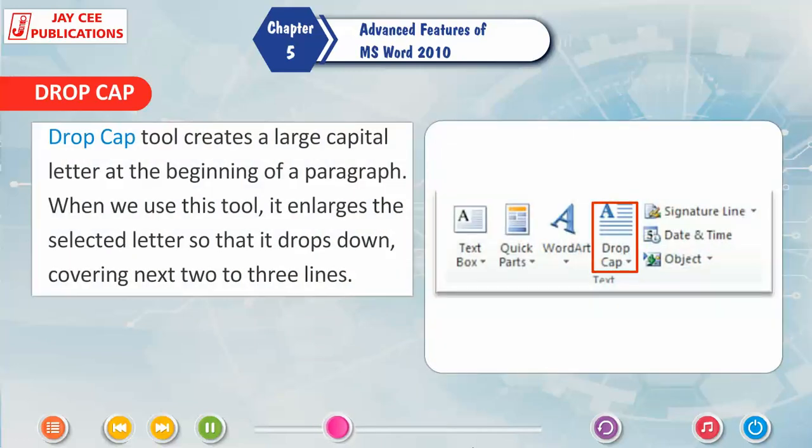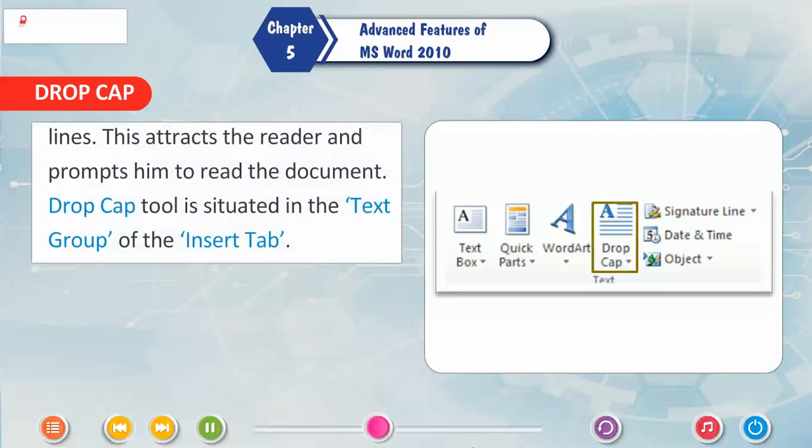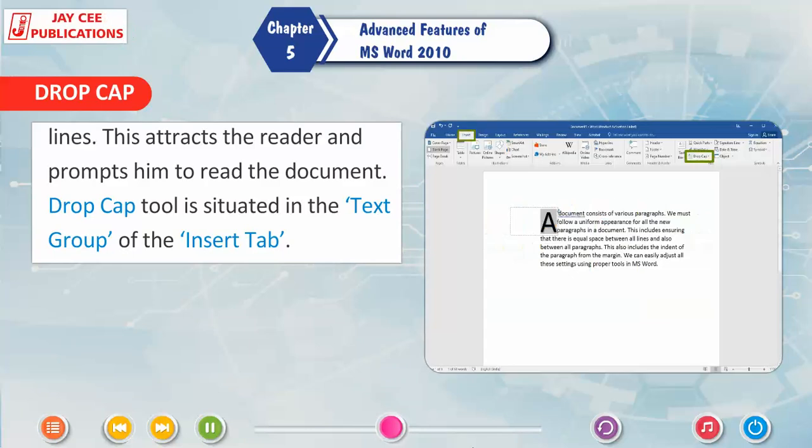Drop Cap tool creates a large capital letter at the beginning of a paragraph. When we use this tool, it enlarges the selected letter so that it drops down, covering the next 2 or 3 lines. This attracts the reader and prompts them to read the document. Drop Cap tool is situated in the text group of the Insert tab.